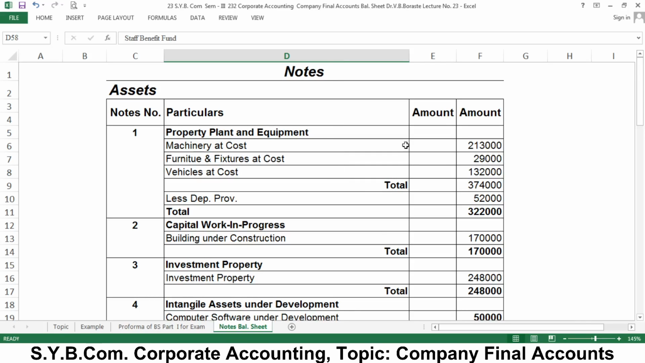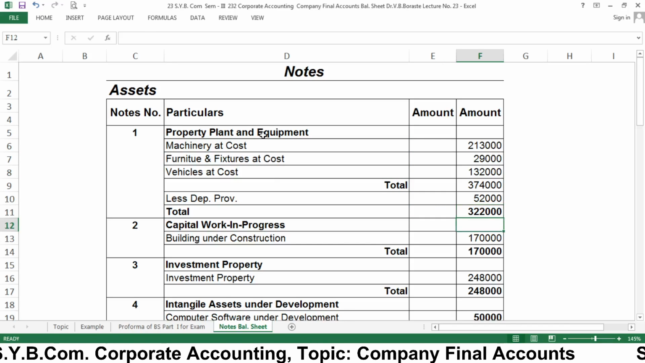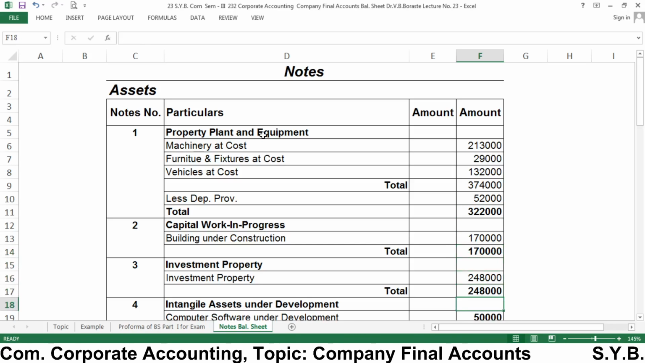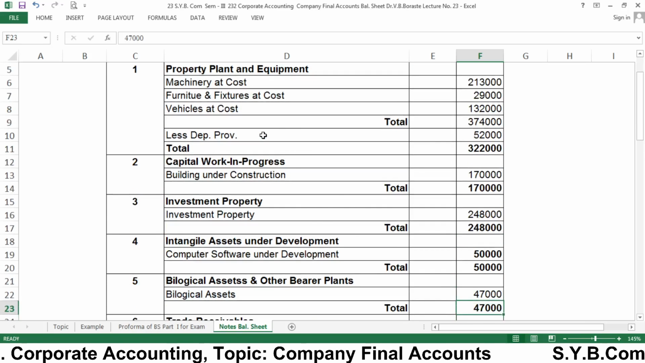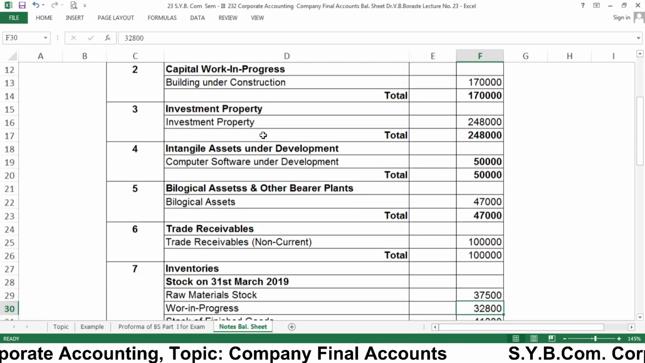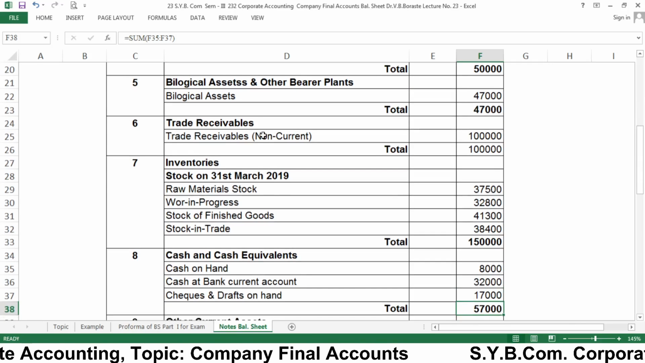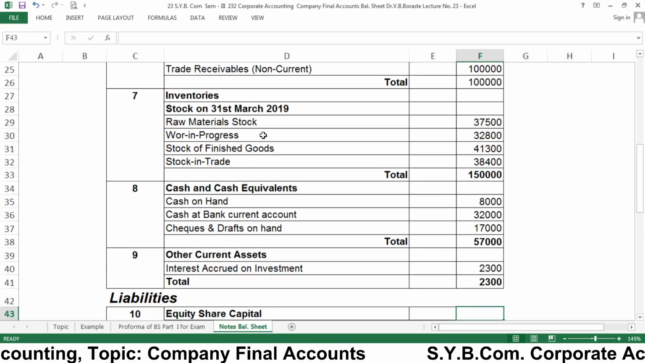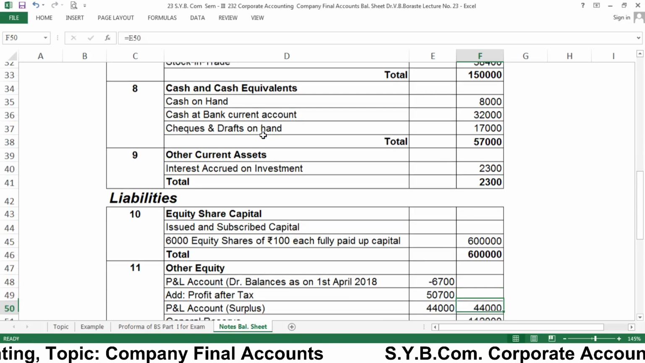All these notes we have to accumulate in the balance sheet. So here property, plant and equipment amount is rupees 3,22,000. Then capital work in progress rupees 1,70,000. Then investment property 2,48,000. Intangible assets under development 50,000. Biological assets and other bearer plant of rupees 47,000. After that, trade receivable 1 lakh. Inventories of rupees 1,50,000. Cash and cash equivalent is rupees 57,000. Other current asset is rupees 2,300. So in this way we have prepared notes for assets.